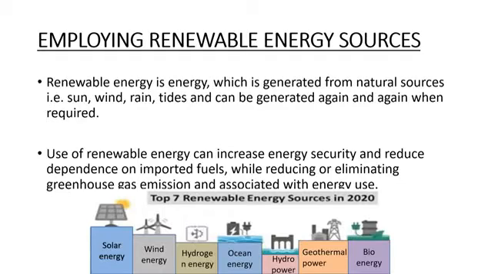These are the top 7 renewable energy sources. First one is solar energy, where the main source of energy is sun. Second, wind energy. Third, hydrogen energy. Fourth, ocean energy. Fifth, hydro power. Sixth, geothermal power. Seventh, bioenergy.